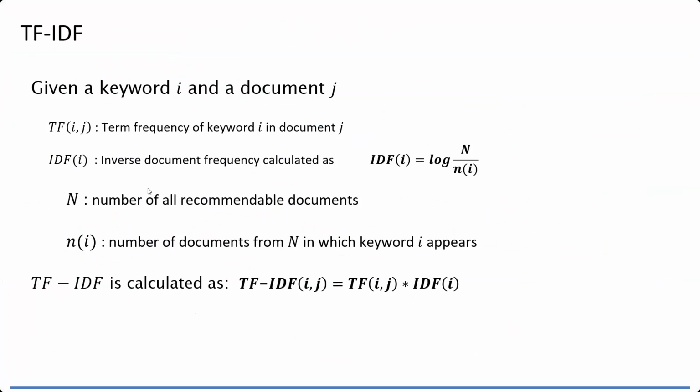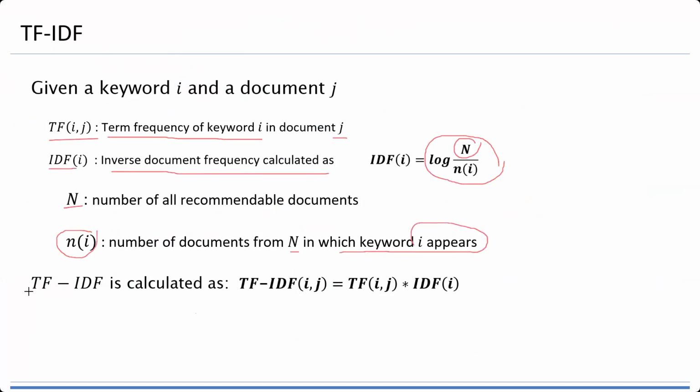We can use this formula to check the TF. TF means the term frequency of keyword i in document j. IDF is the inverse document frequency calculated with the log of N over n_i. N means the number of documents, and n_i means the number of documents from N in which keyword i appears. And the TF IDF will be calculated by the TF_ij, which is from here, multiplied by IDF_i.